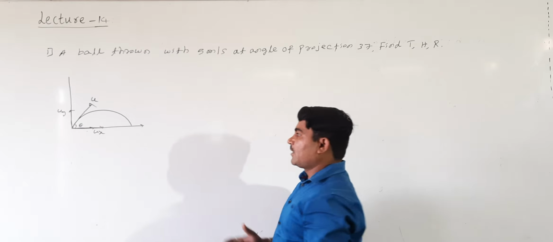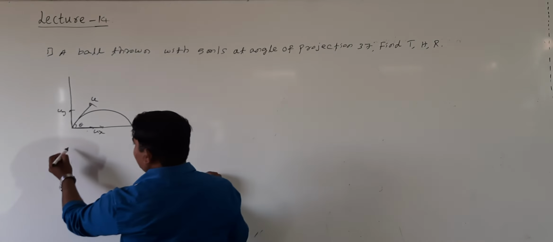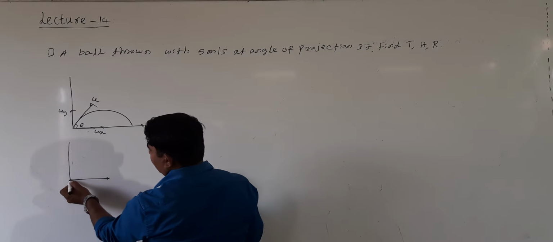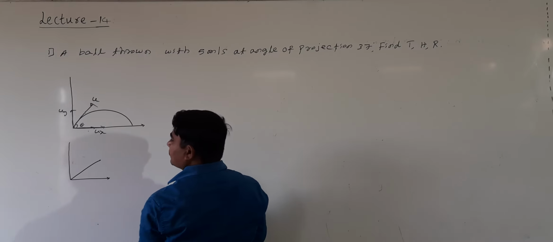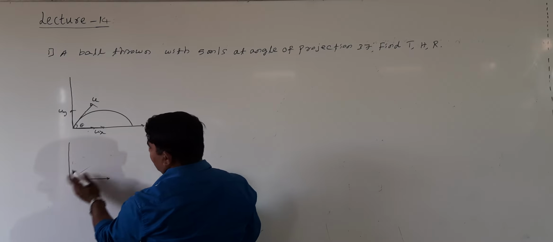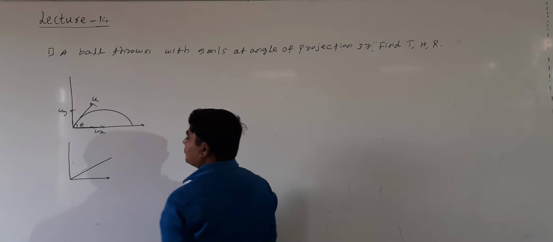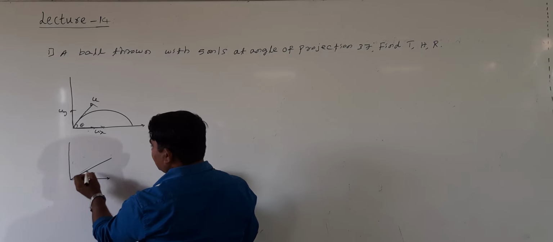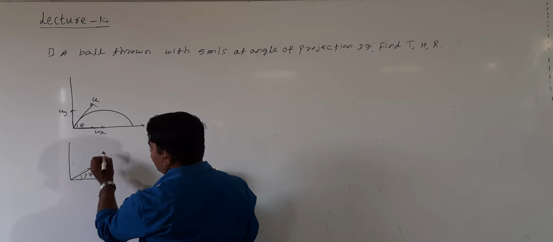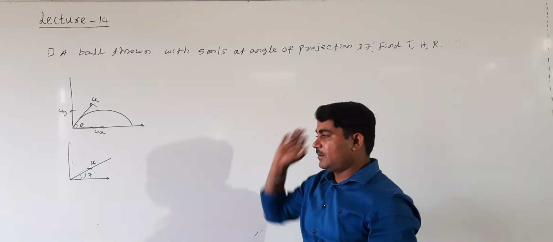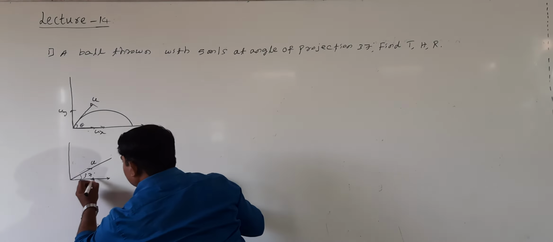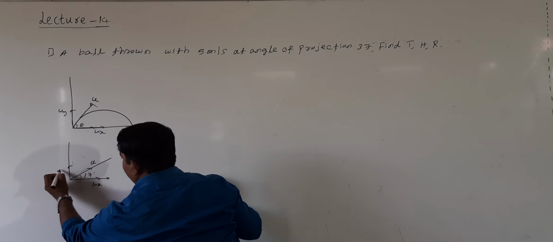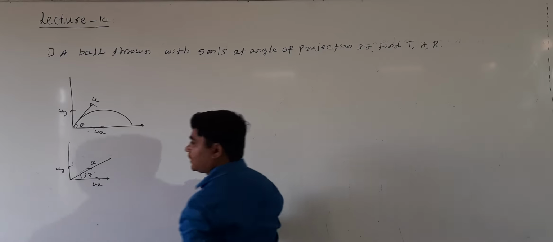Right, now let me draw how it looks. Angle of projection 37 degrees. This is nothing but the initial velocity. How much angle? This is 37 degrees. This is nothing but u equal to 5 meter per second, as given. What about this component? This component is ux. And this component is uy.